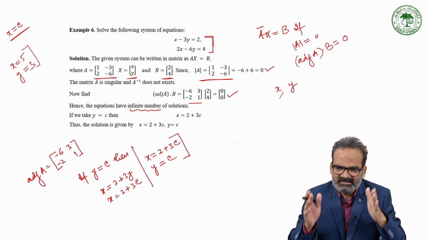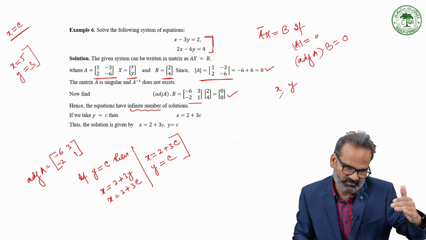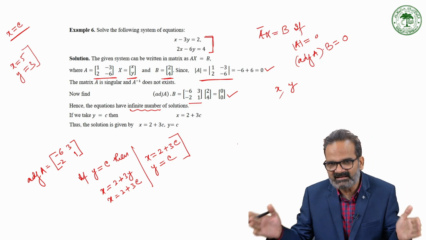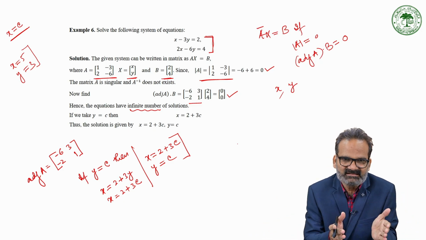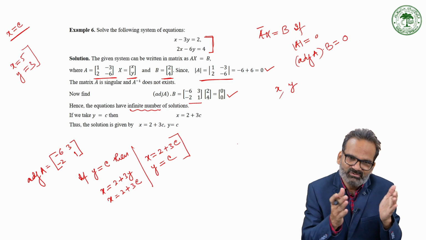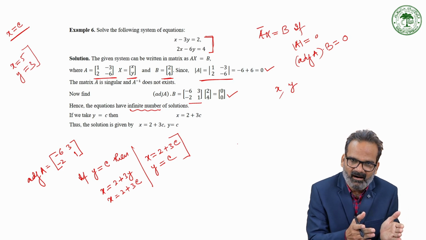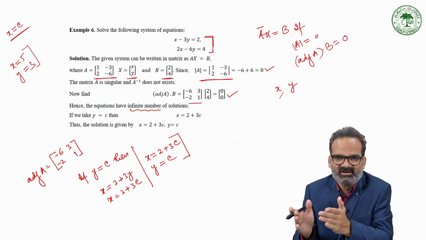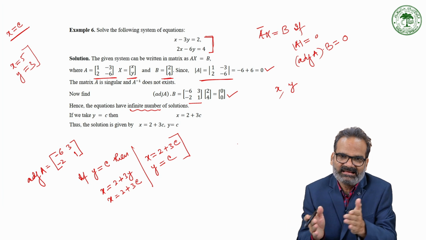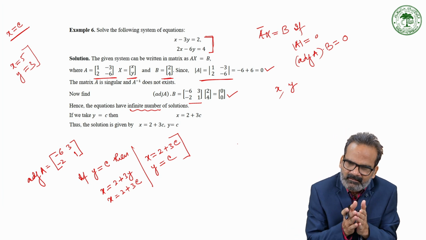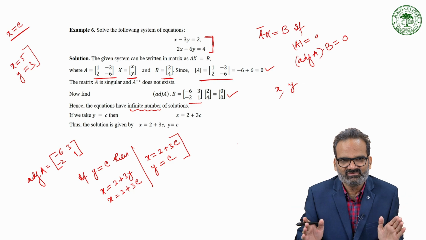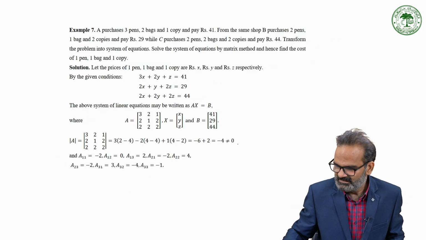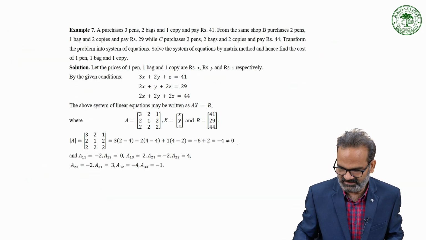Clear? So I think all the cases of the consistency and inconsistency: the system may have a unique solution, or a system may have infinite many solutions. In case of inconsistency, the system will have no solution. This is also another case.